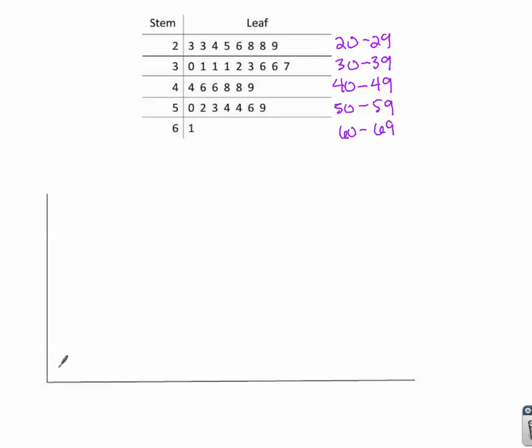Okay, you have to make those at the bottom here. And then on the side is going to be your frequency. The highest frequency is going to be 9, so we can go up by 2s and just make it go up to 10.